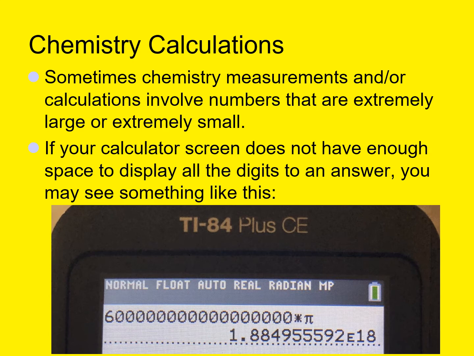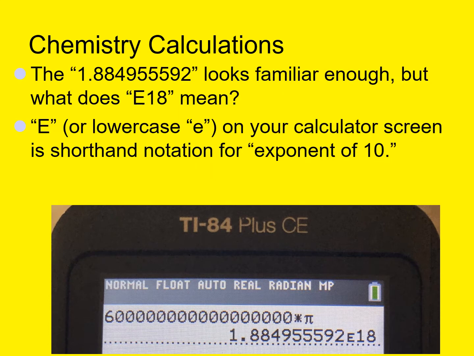And if your calculator screen doesn't have enough space to display all the digits, you may see an answer something like the one shown here on the screen. 1.8849555592. That number looks familiar enough. It's a lot of digits, but it's just a number. But what does that E18 mean?